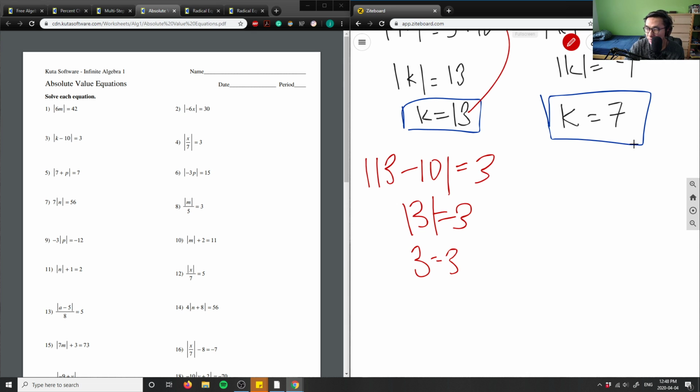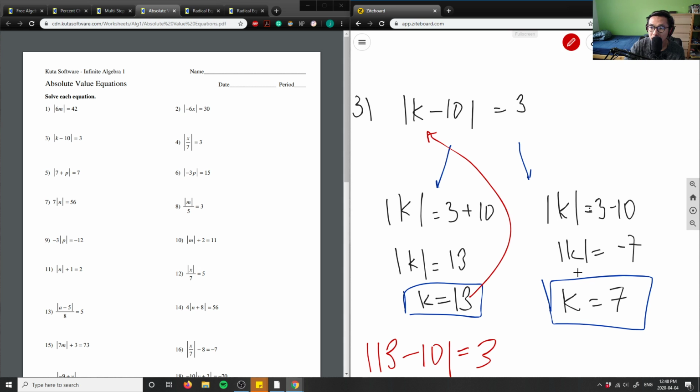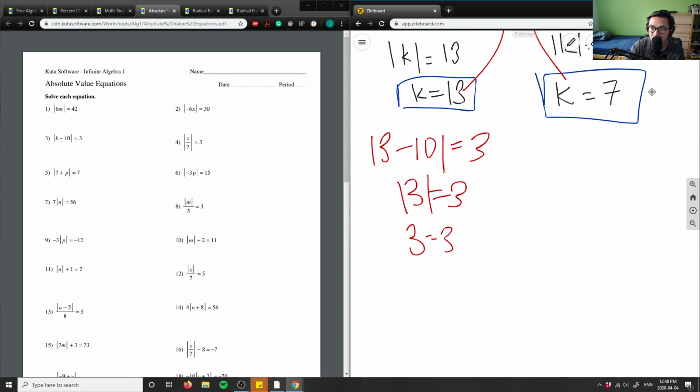However, I'm going to check now with this k equals 7, right? So I'm going to sub this k equals 7 into my equation, and let's see if I get two solutions for this problem. So this will be the absolute value of 7 minus 10 equals 3. 7 minus 10 in this case is negative 3. So the absolute value of negative 3 equals 3. This absolute value bar again gets rid of the negative for me. So I have 3 equals 3.